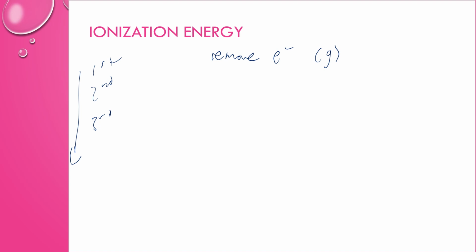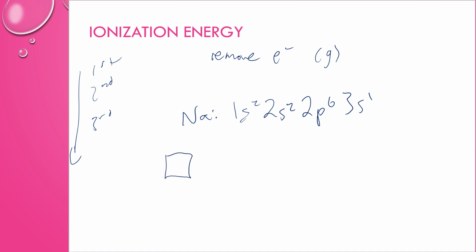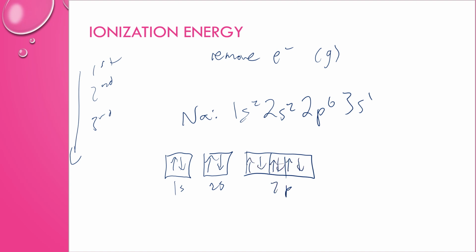So let's use sodium for example. Sodium's electron configuration is 1s2, 2s2, 2p6, 3s1, 11 electrons. And I'm going to go ahead and draw the orbital diagram as well. So 1s has 2 electrons, 2s has 2 electrons, 2p has 6 electrons, and the 3s has just 1 electron. So if we break down by energy level, sodium has 3 energy levels for its neutral atom.